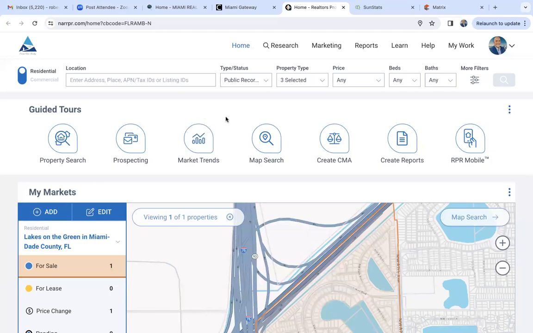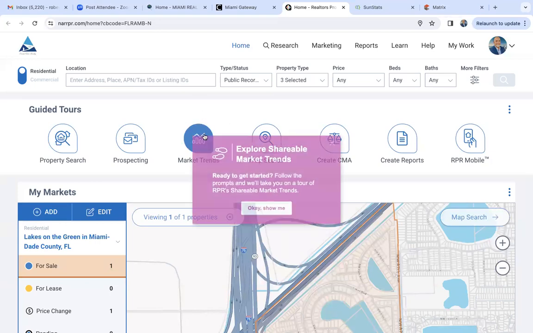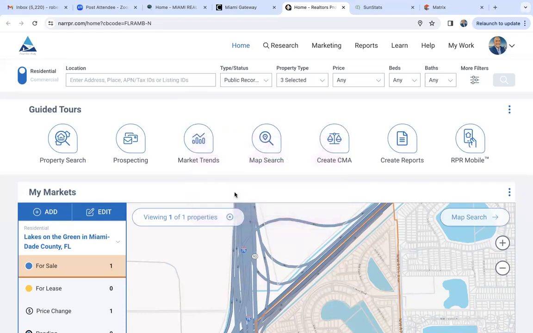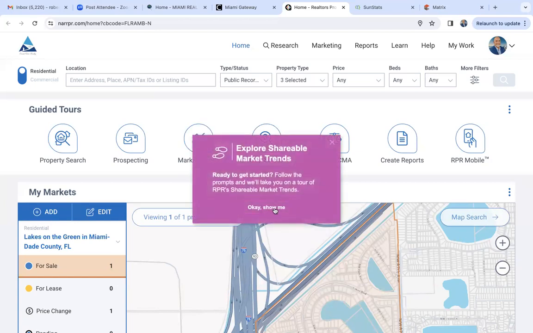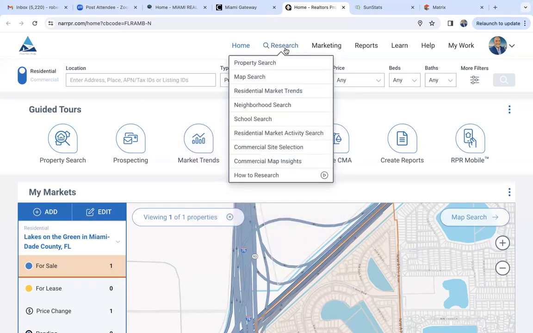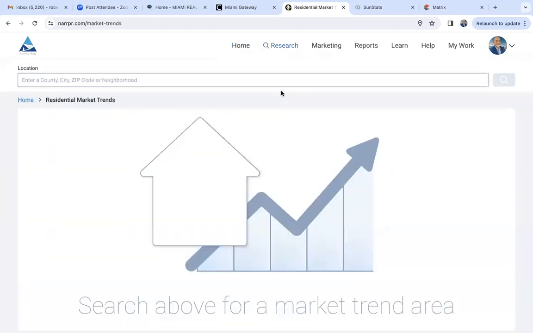So let's go ahead and click on market trends here. All right. And, if you're new to RPR, it's going to want to guide you through this, right? You can click on that and you can click on, okay, show me, and it's going to go there. But if you're not new and you know what you're doing, you can always come over here to research, and you're going to go ahead and research market trend report, right? You're going to do that.